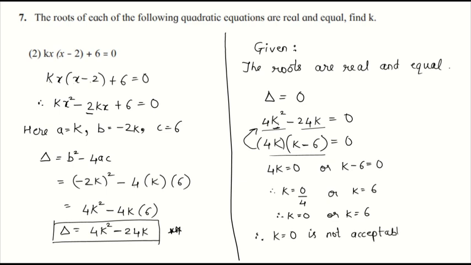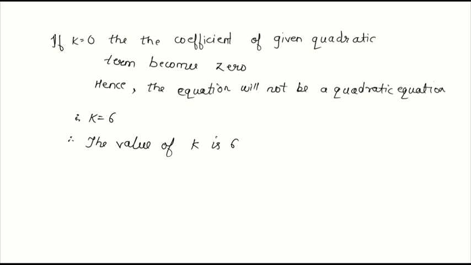Why is it not acceptable? Because if k is equal to 0, the coefficient of the quadratic equation will become 0, and that is not possible. Therefore, k is equal to 6 is acceptable. Hence, the given equation will not be a quadratic equation if the value of k is 0. Hence, k is equal to 6 is the answer. That is, the value of k here is 6.